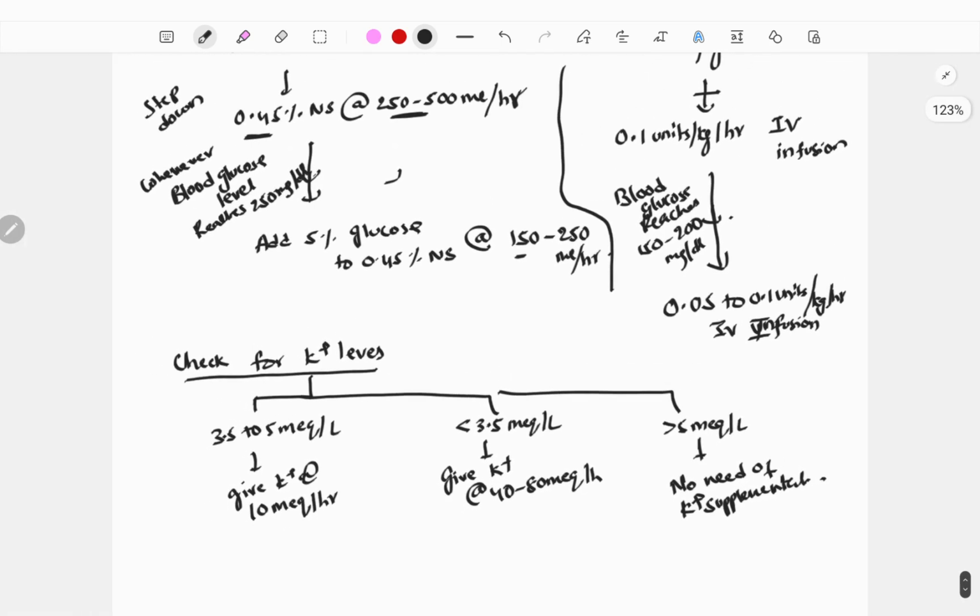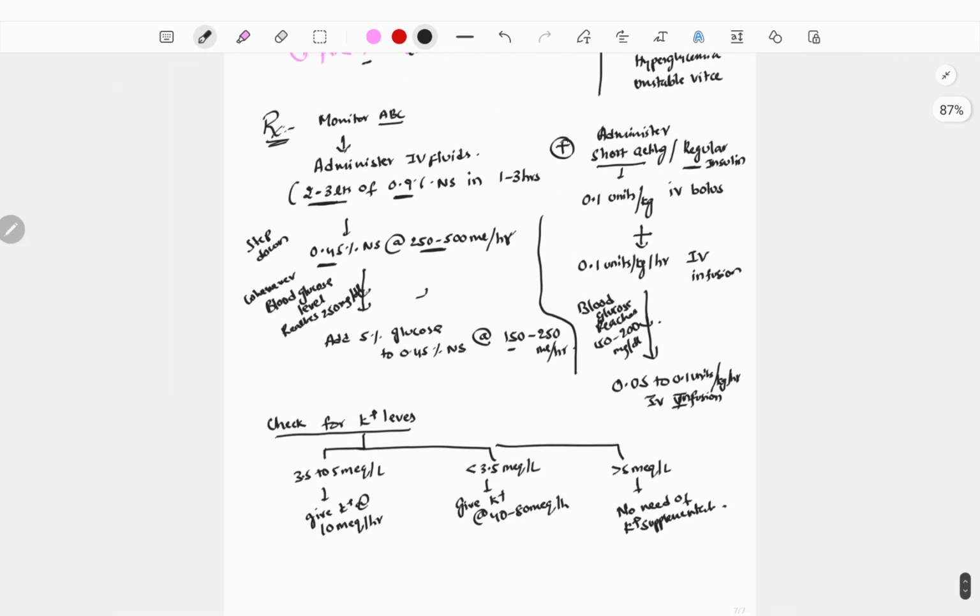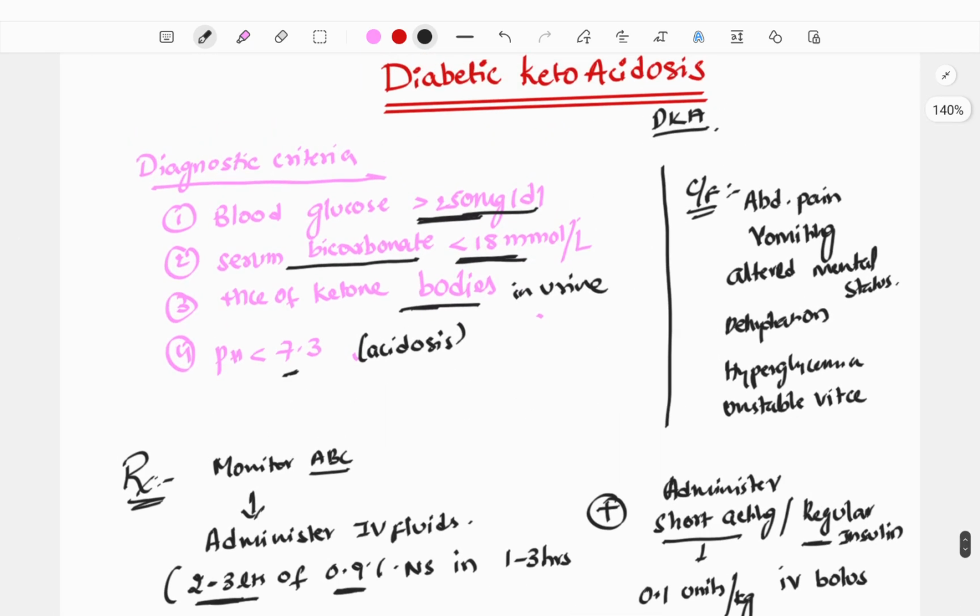So this is the entire management of diabetic ketoacidosis. First, the patient presents with abdominal pain, vomiting, altered mental status, dehydration, unstable vitals. When we check the blood glucose level, it is more than 250 mg per deciliter. Serum bicarbonate is less than 18 millimoles per liter. In urine sample there is a presence of ketone bodies. pH of ABG sample is less than 7.3. Then our diagnosis is diabetic ketoacidosis.